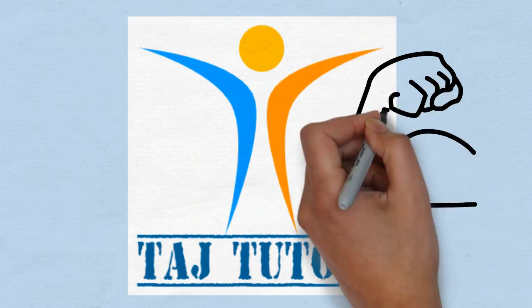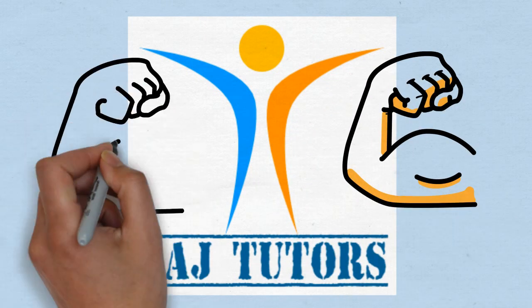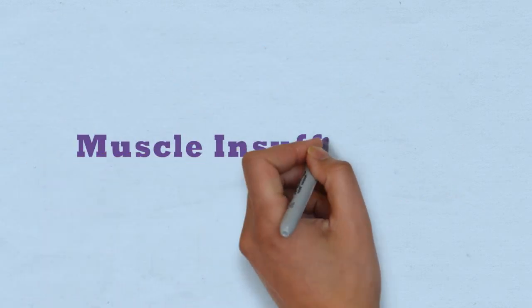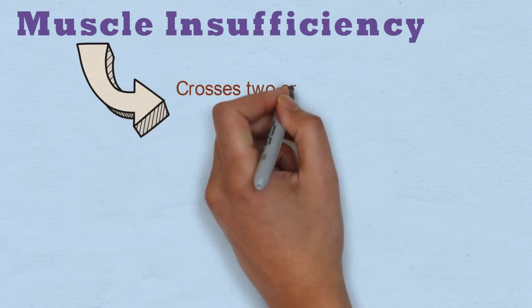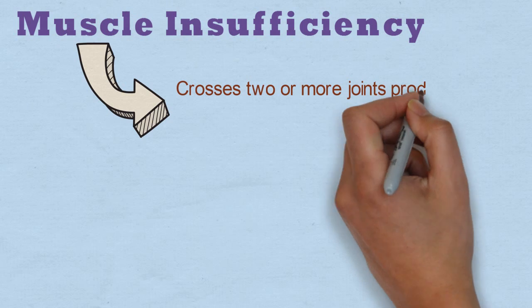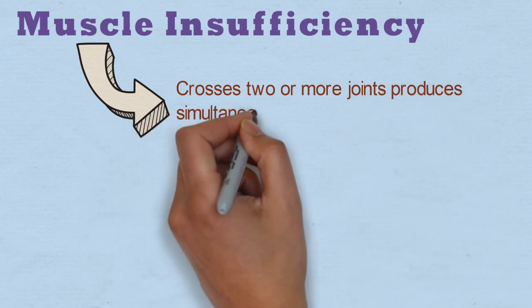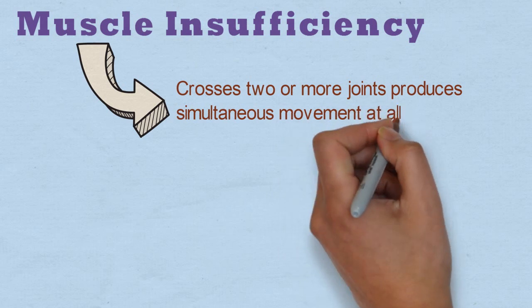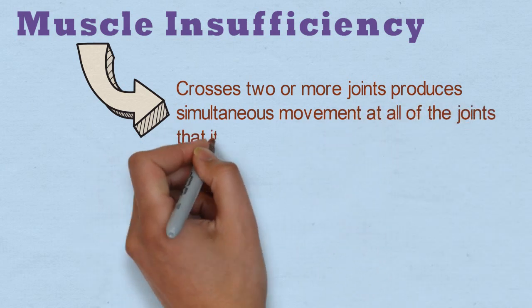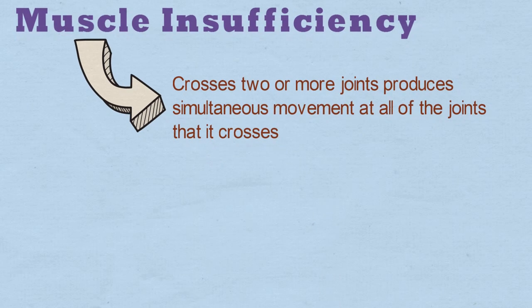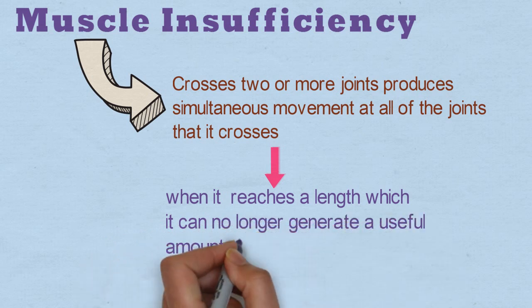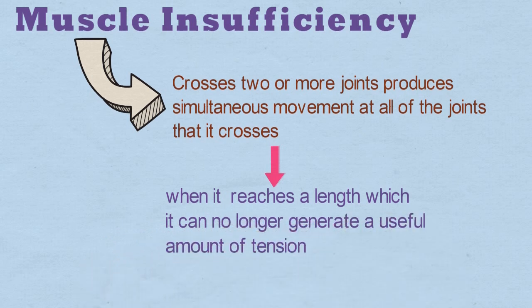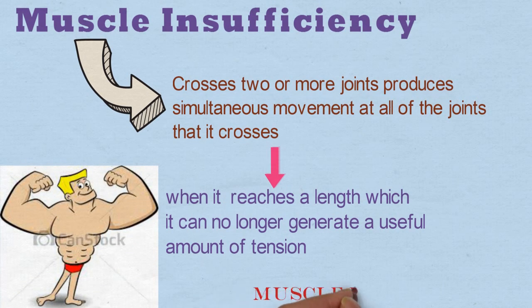Today we'll have a discussion about one important topic from muscle biomechanics, which is muscle insufficiency. What is muscle insufficiency? It mainly presents in two or more joint muscles. When a muscle crosses two or more joints, it produces simultaneous contraction or simultaneous movement at all of the joints that it crosses. The muscle soon reaches a point or a length at which it can no longer generate a useful amount of tension, which is known as muscle insufficiency. So it is present mainly in two joint muscles.